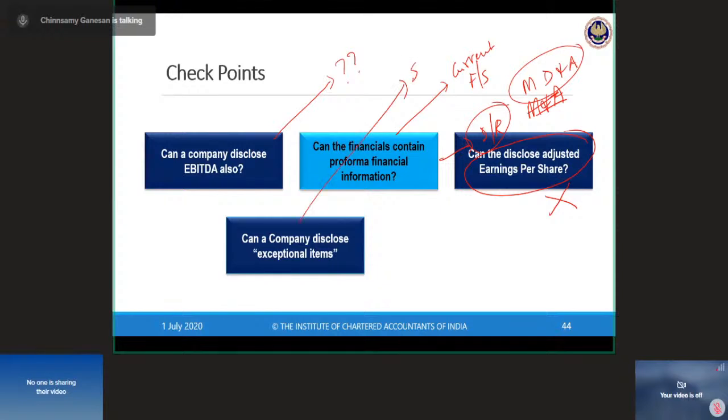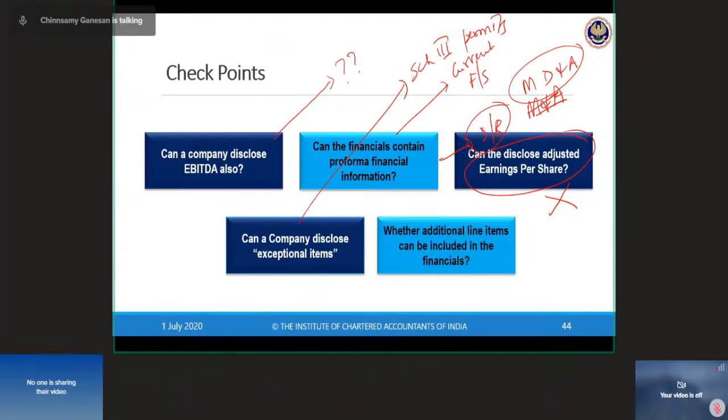That's what we have said. Schedule 3 permits, right? Because of that, we will be able to do that. But exceptional item, we have said that it is not possible. Suppose an entity on the face of Schedule 3 has certain items, for example, cost of material consumed, changes in inventory, finance cost, employee cost, depreciation and amortization, other expenses. But the entity wanted to show a particular item on the face of the profit and loss account or something as part of the balance sheet.